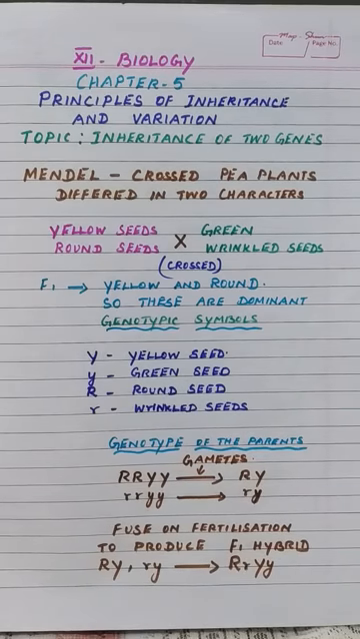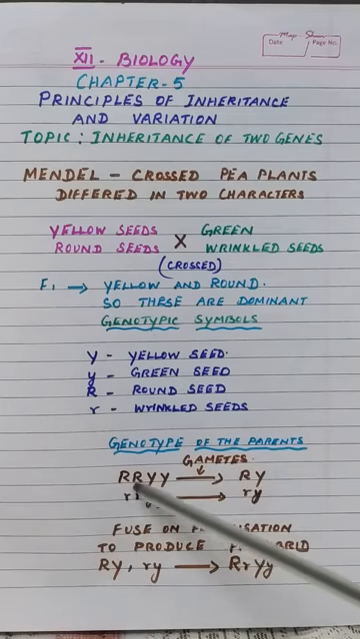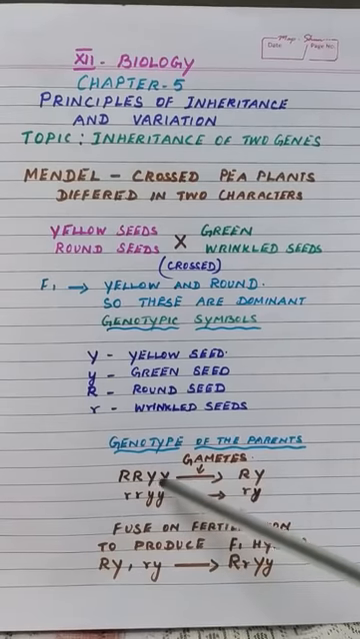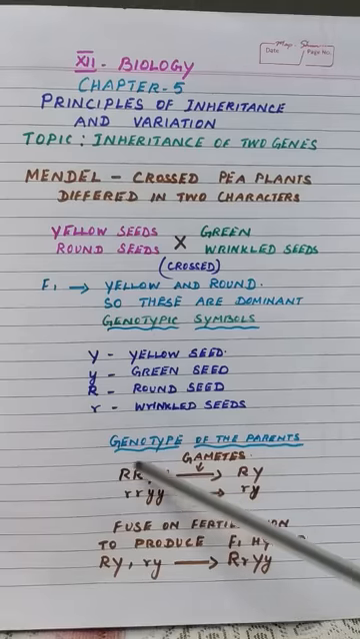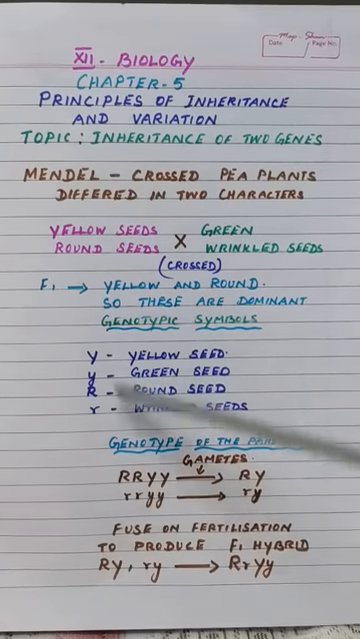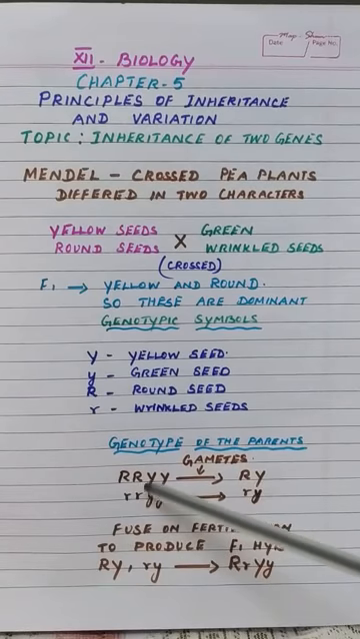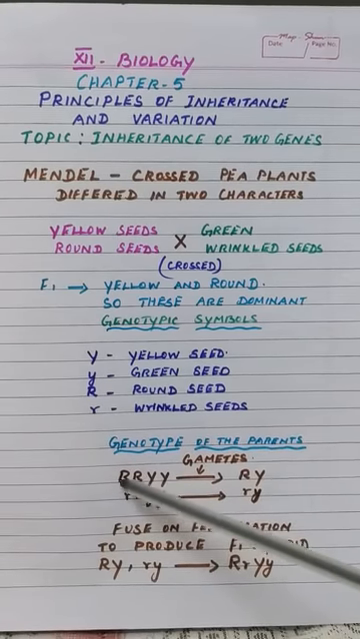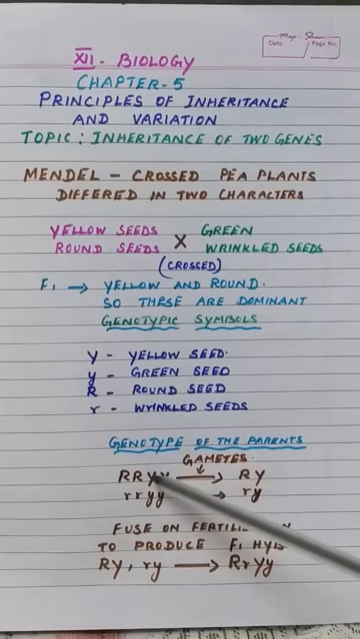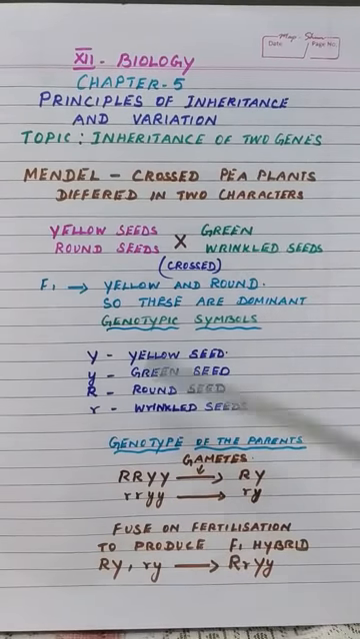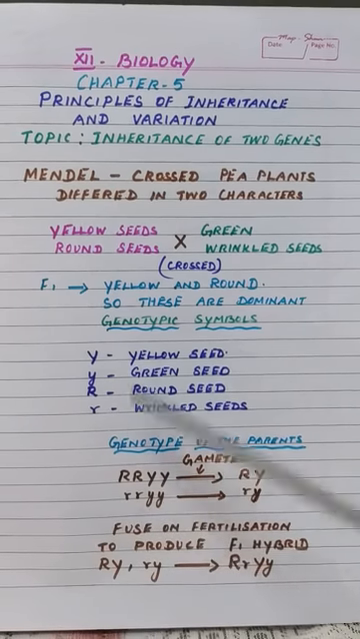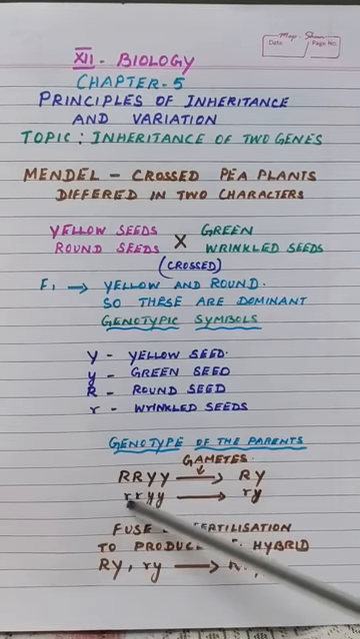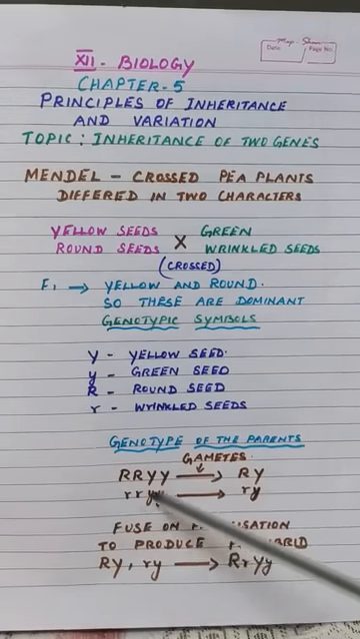Now let us see the crossing. The genotype of one parent, the yellow round seed plant, is capital R, capital R, capital Y, capital Y, because alleles occur in pairs. It is crossed with the green and wrinkled plant, small r, small r, small y, small y.